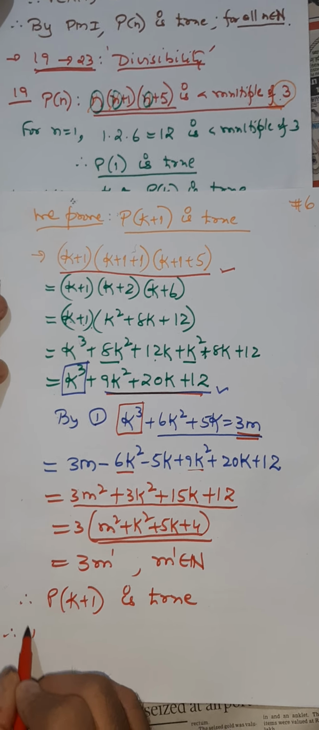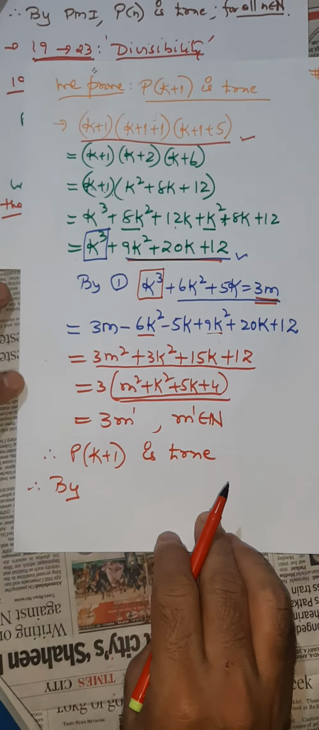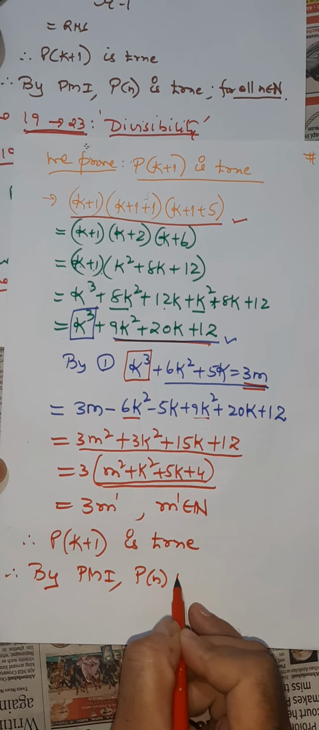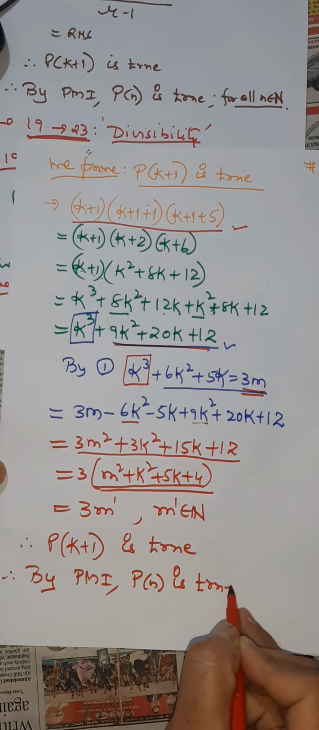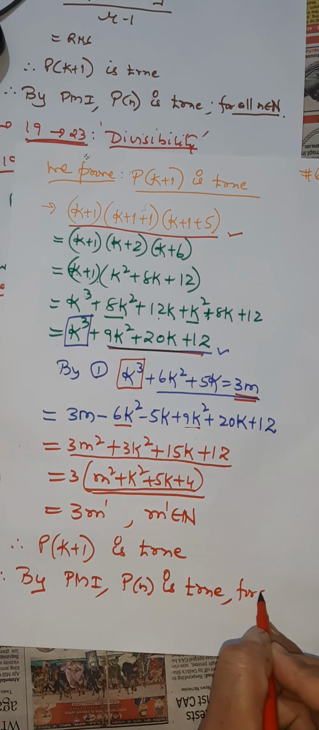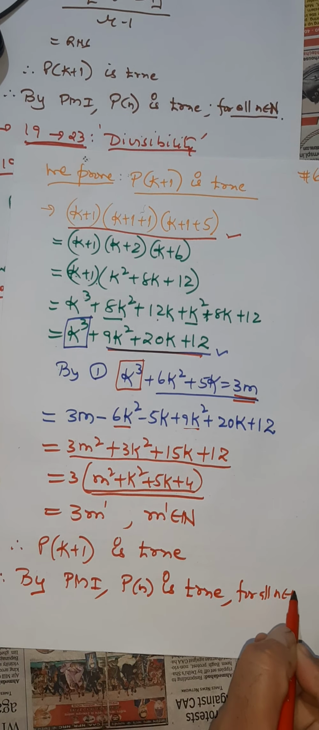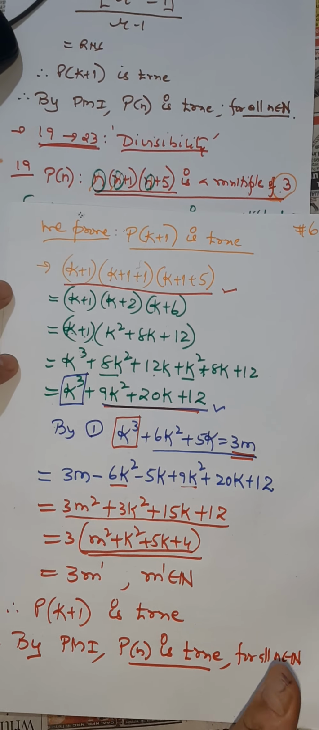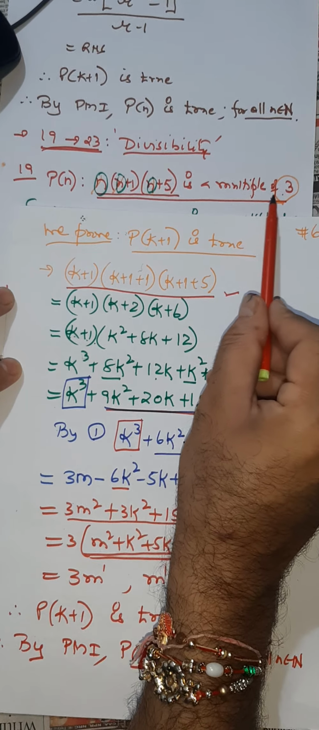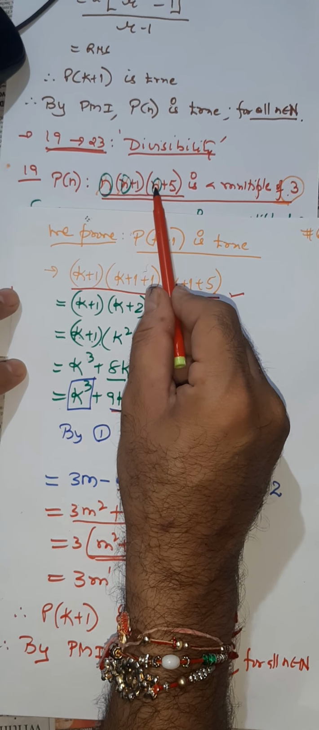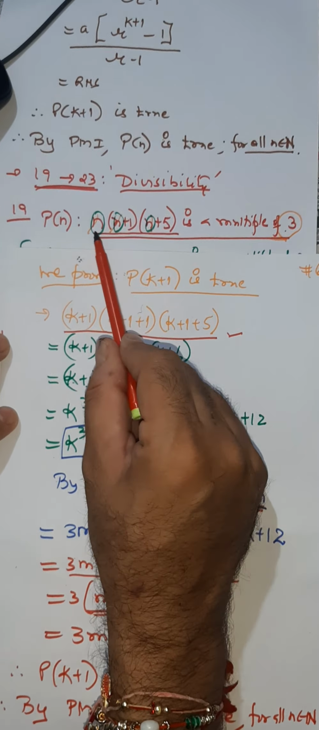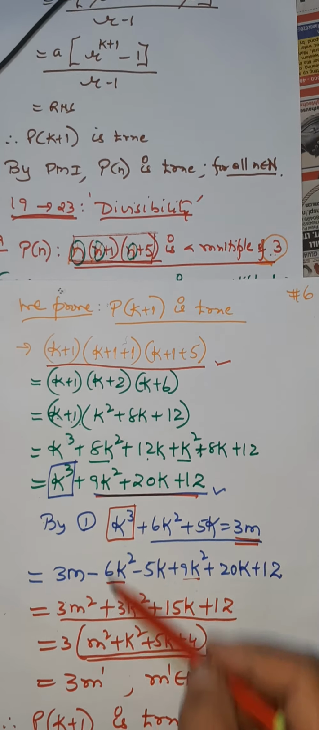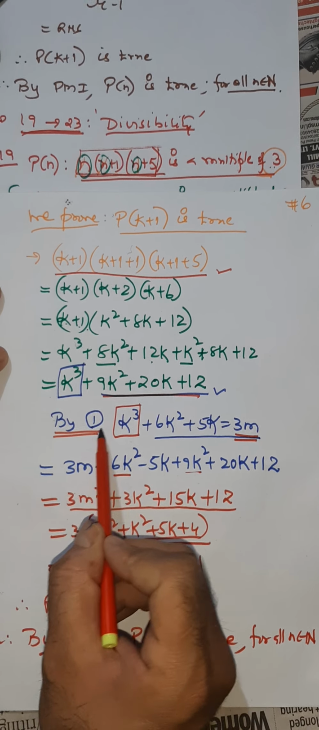And therefore by PMI, Pn is true for all n belongs to n. What's the meaning of this? Pn is true. That means the given statement is always true. That means this number is always a multiple of 3. You take any value of n, you can take 1, 2, 3, 4, 100. You will see that this number is always a multiple of 3. So that's what we have shown. Equation 1 is used effectively, remember, here.